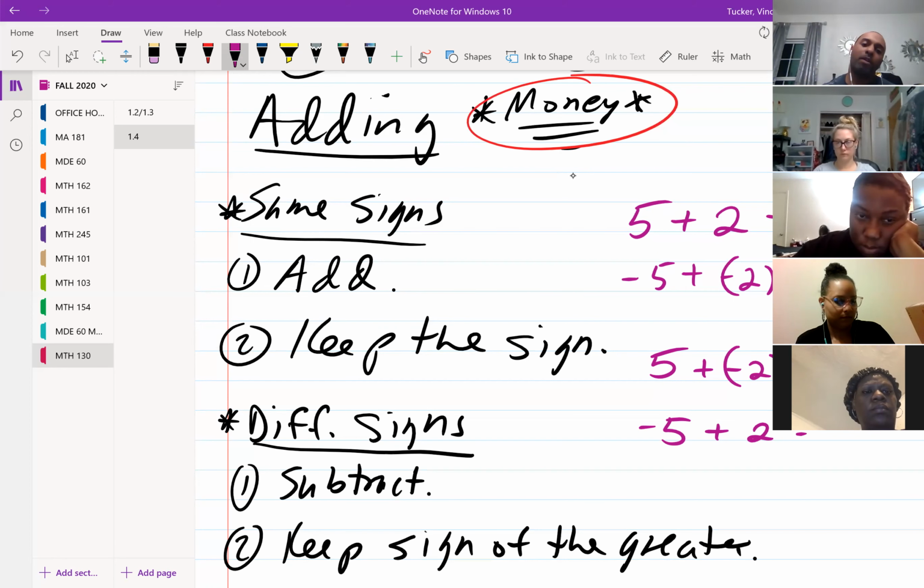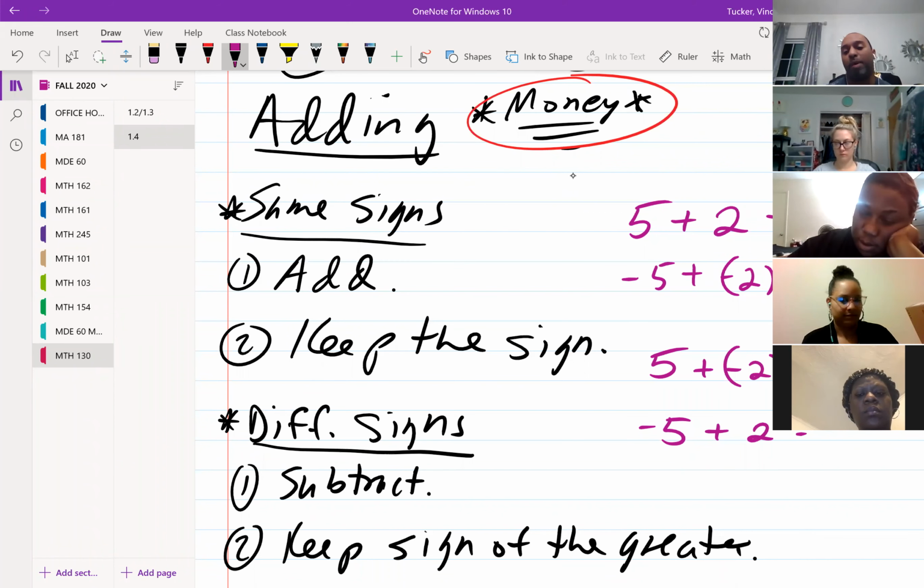All right. Now, if you have different signs, you're going to subtract them and then you keep the sign of the greater. So if I have +5 plus -2, $5 in my account, go get some French fries for $2. I'm going to be left with $3 in my account. The $5 was greater, it was positive, so my result is positive.